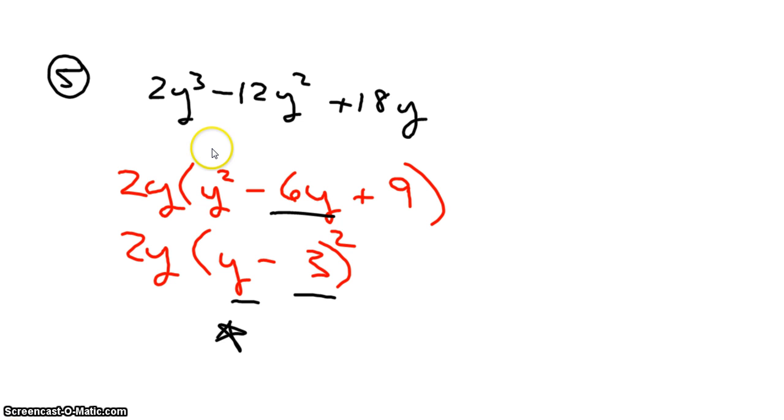If this was set equal to 0, what would the solutions of this equation be? If it was, the solution out here would be what? Just 0, right? It's 0. And the solution here would be? 3. Good.